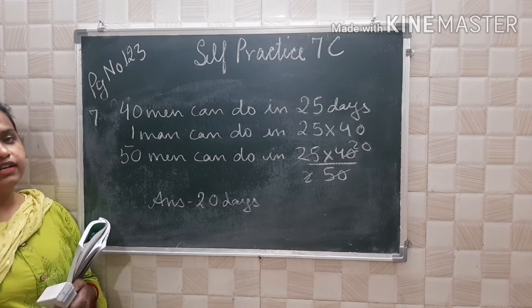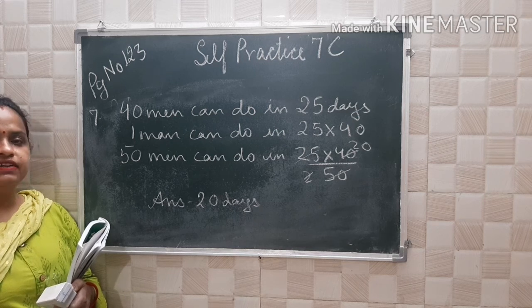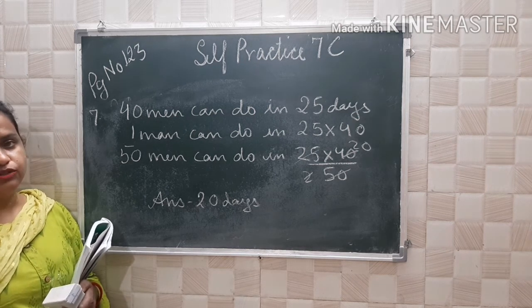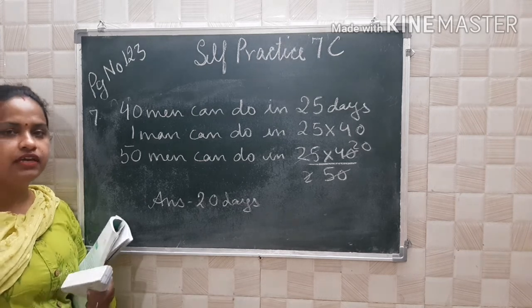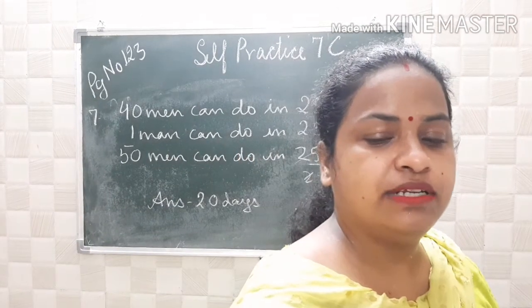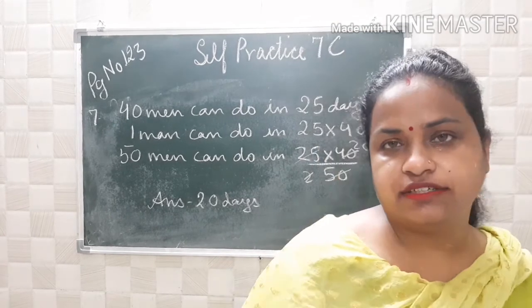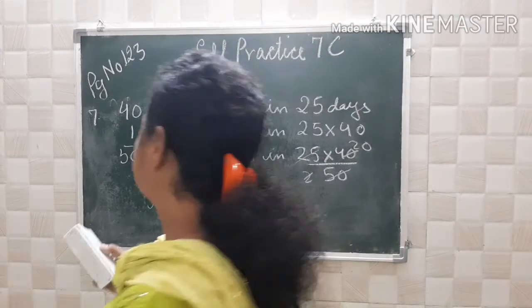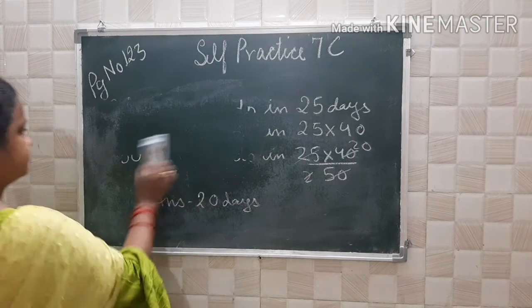So you know that 25 twos are 50 and 2 20s are 40. So how many days it will take? 20 days it will take to complete the work. Okay. How much time it will take? 20 days it will take to complete the work. Clear? Now see question number 8.